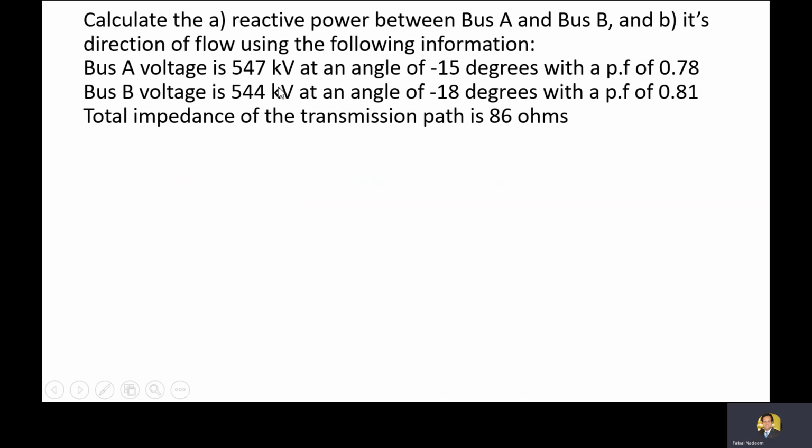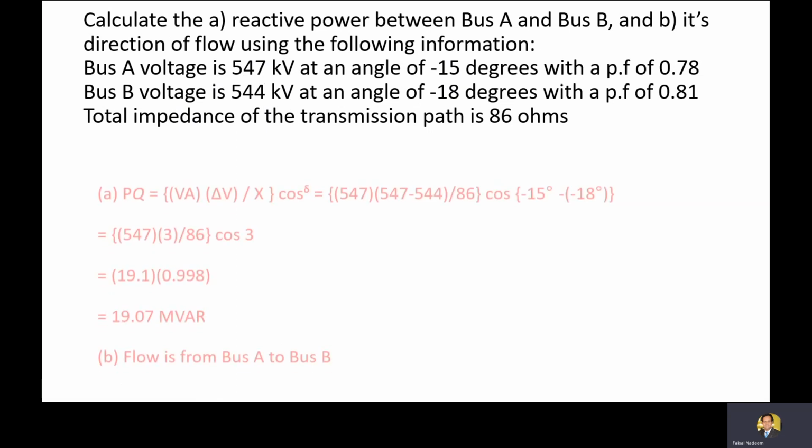Now again, notice here that the magnitude of voltage is higher at bus A and lower at bus B, and the angles are minus 15 and minus 18 degrees at bus A and B. Therefore, as per the concept of reactive power flow, we can see from here that the direction of the reactive power flow should be from bus A to B. Now let us see the solution of this example.